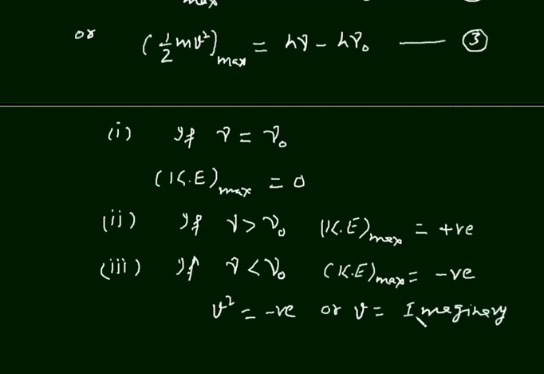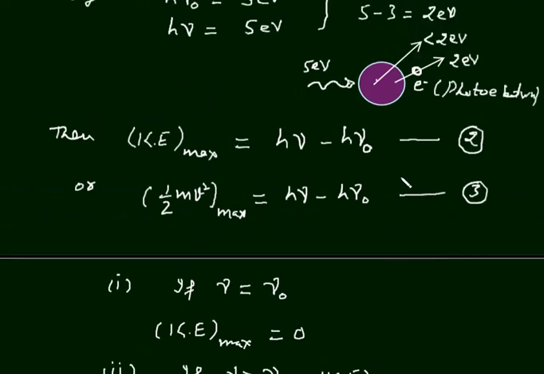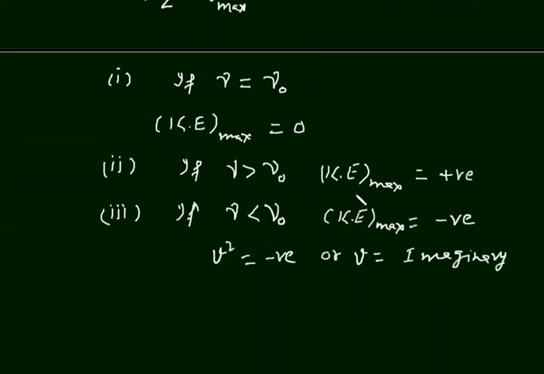I mean the speed of photoelectron is imaginary. If the speed of photoelectron is imaginary, it means there will be no photoelectric effect. And this is the basic concept which I discussed earlier, that if the frequency is less than threshold frequency, there will be no photoelectric effect. A minimum frequency is certainly required to cause the photoelectric effect, and that is nu naught.